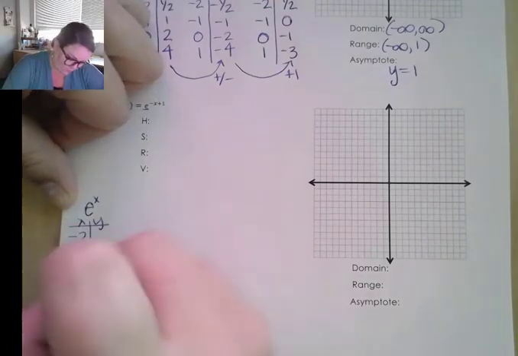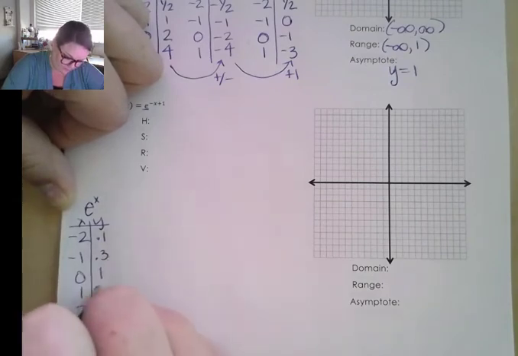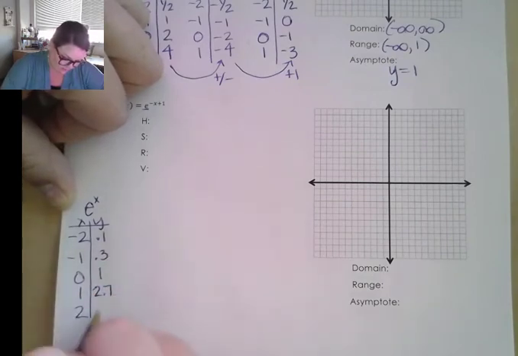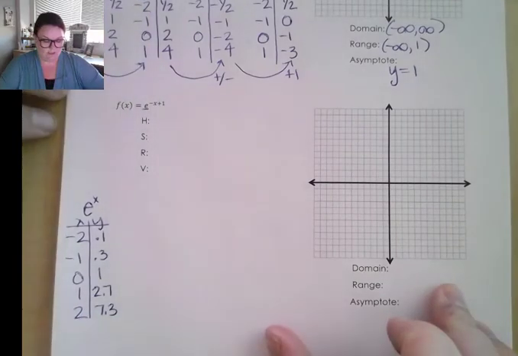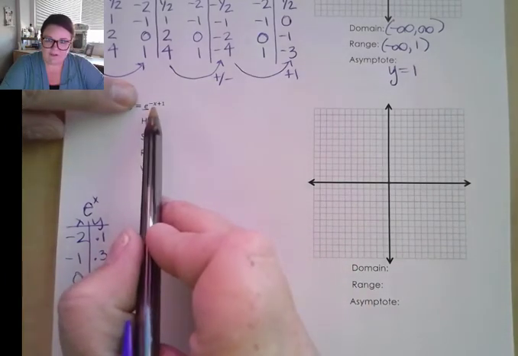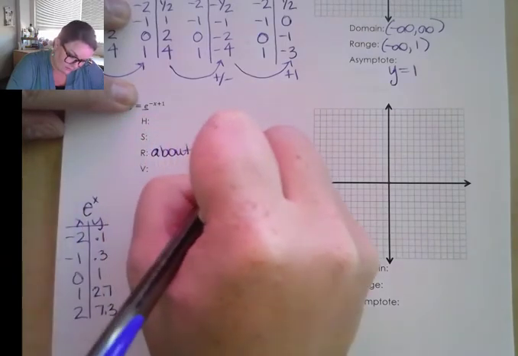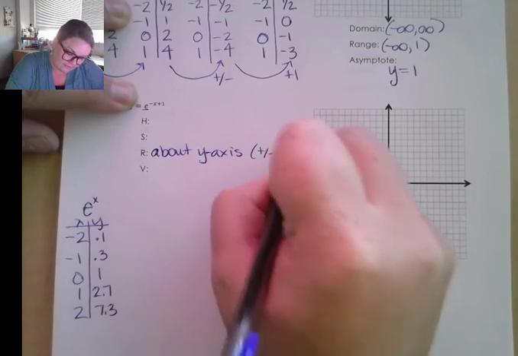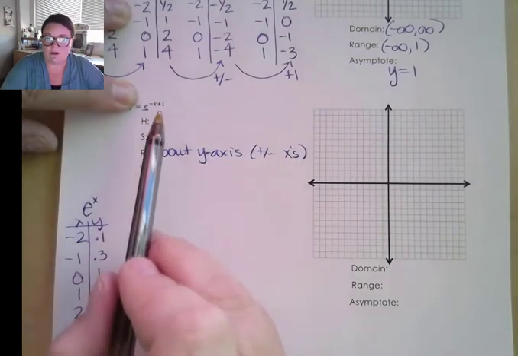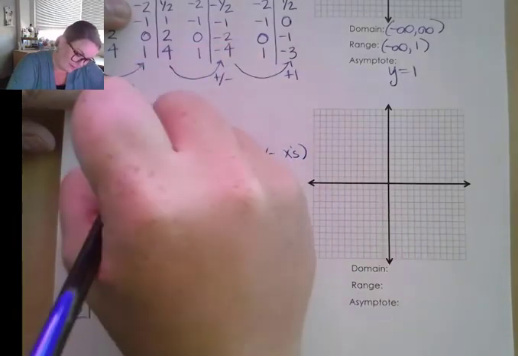e to the -2 is approximately 0.1. e to the -1 is 0.3. e to the 0 is 1. e to the first power is 2.7. And e squared is 7.3. Okay. And then we want to identify our transformations. So the negative on the x is a reflection about the y-axis because we're changing the sign of our x's. And then the +1, which is also in the exponent, so that's also inside the function, is going to be a horizontal shift to the left 1.